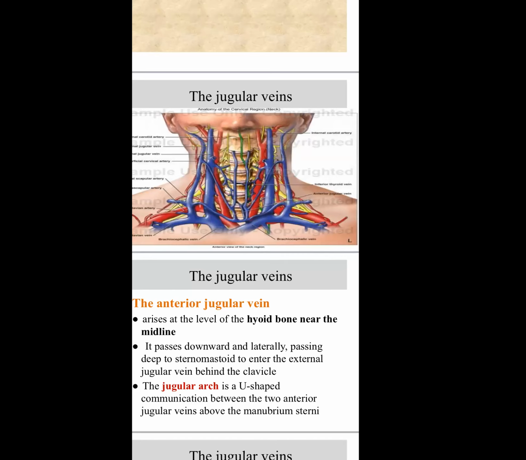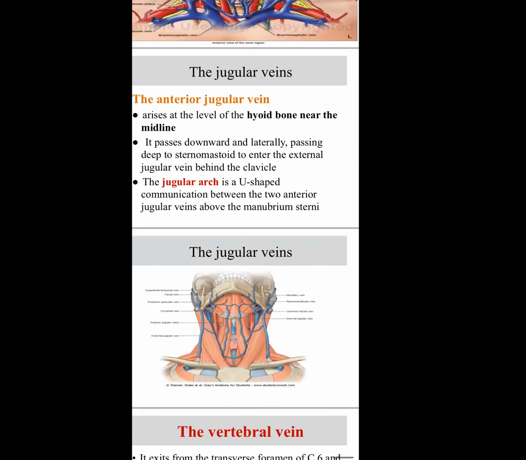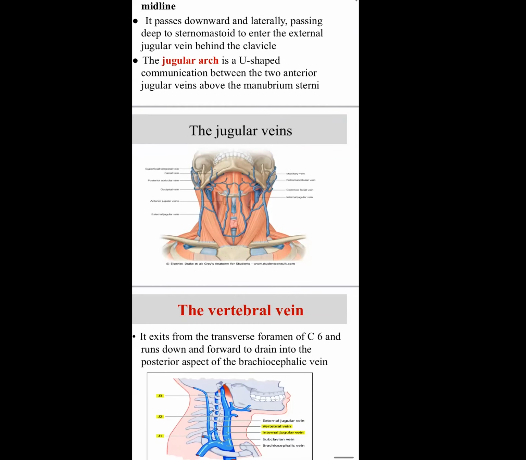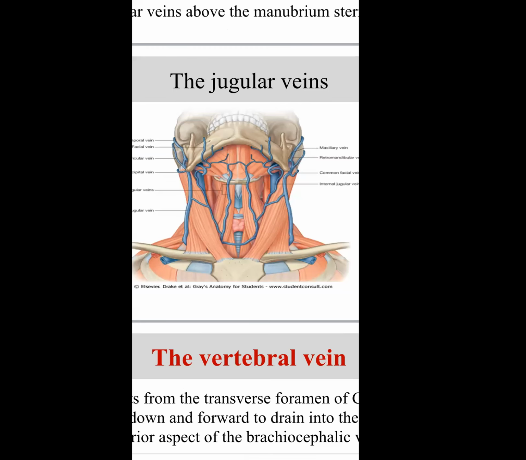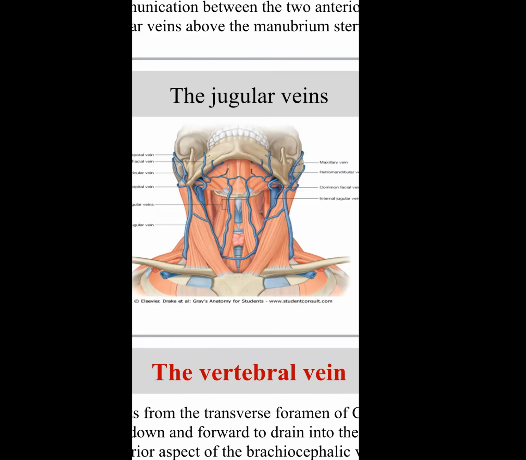Also, we have what we call the anterior jugular vein. It arises at the level of the hyoid bone near the midline. It passes downward and laterally, passing deep to the sternomastoid to enter the external jugular vein behind the clavicle. The jugular arch is the U-shaped communication between the two anterior jugular veins above the manubrium sterni. هذه الصورة توضح the anterior jugular vein, which drains in the external jugular vein, and the jugular arch which is U-shaped, and it is a communication of both veins.